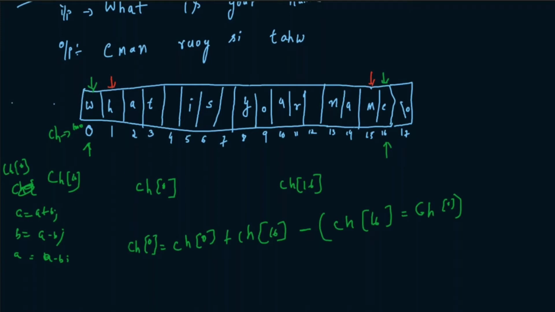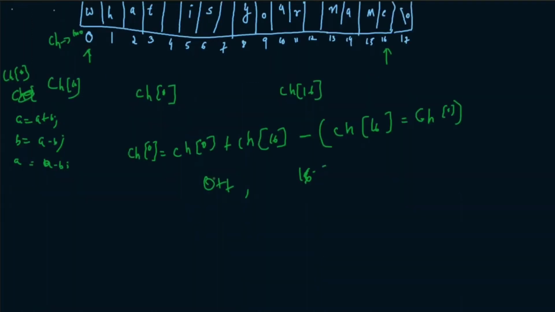Now each time, what is happening is this 0 should be incremented, so I need to do 0 plus plus. This 16 should be decremented, so I'll do 16 minus minus, right, guys? I'll be doing it like this: 0 plus plus and 16 minus minus.